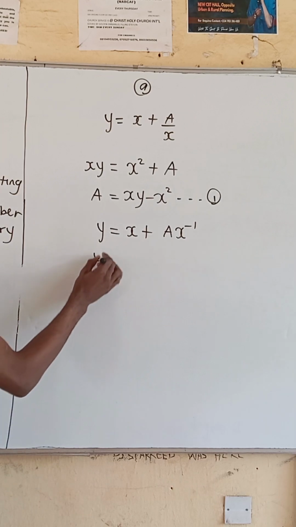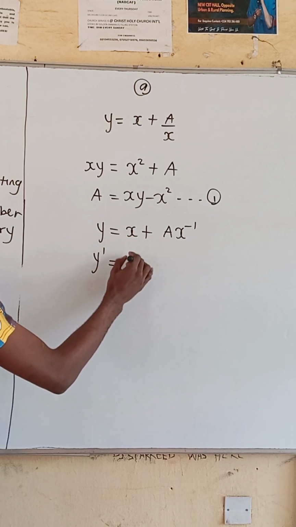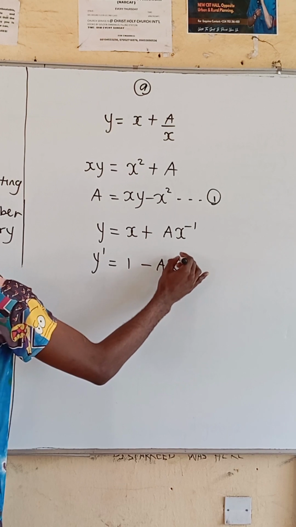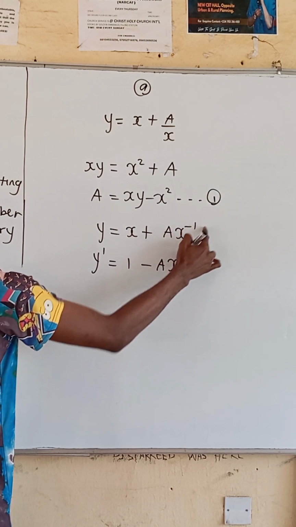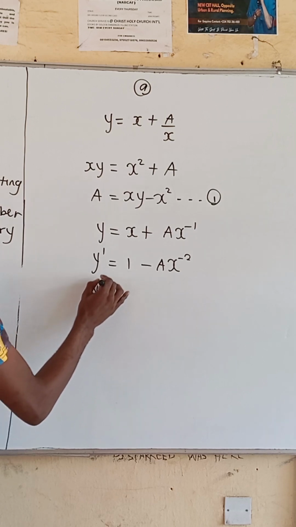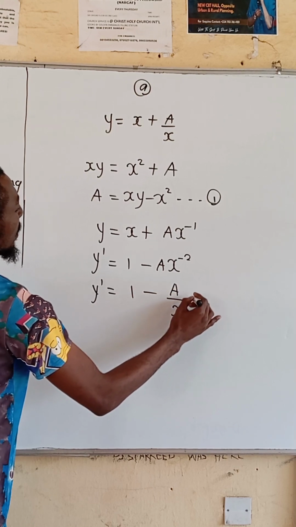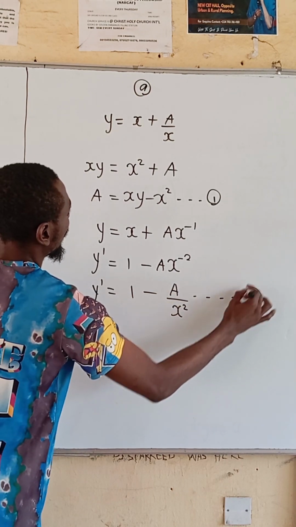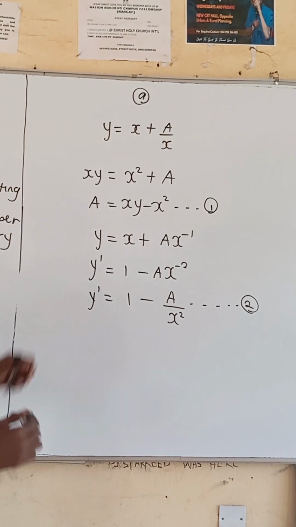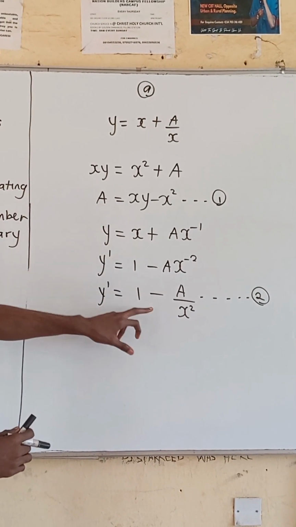So we now differentiate once. Differentiating x is 1. Differentiating this is minus a x raised to the power minus 2, because removing 1 from the power will give you minus 2. So we're going to rewrite this answer 1 minus a over x squared. Let's call this equation 2. So this is the first derivative of the given equation, and we're going to substitute equation 1 into equation 2.